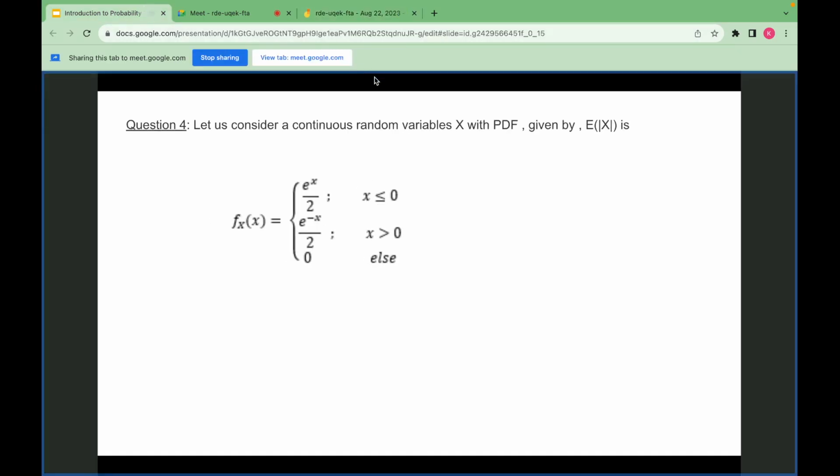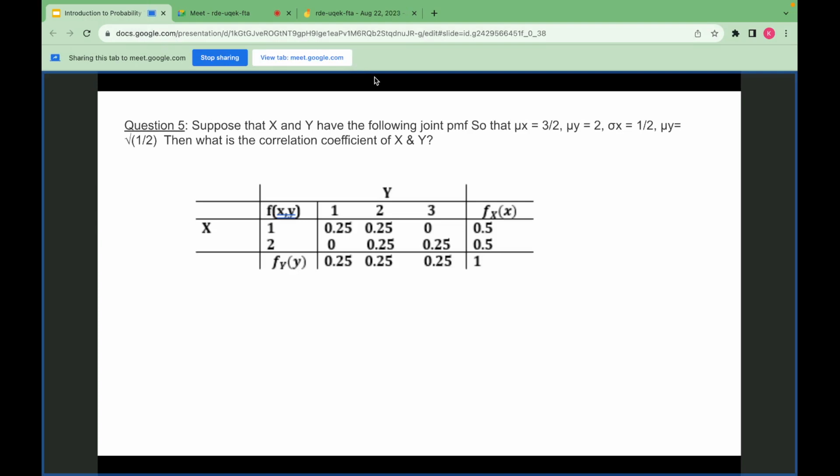So now we move to the next question. Suppose that x and y have a joint PMF as shown in the figure. Now mu x is 3 by 2, mu y is 2. So the expectation of x is 3 by 2, expectation of y is 2, standard deviation for x is 1 by 2, and standard deviation for y is root 1 by 2. Then we need to find the correlation coefficient of x and y.